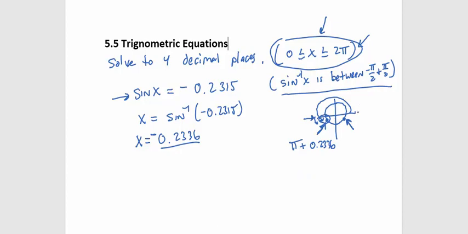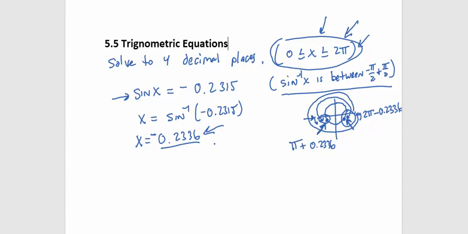Now, to get to the second location here, moving in a positive direction, one way I could think about this is I can go all the way around the circle, all the way around here at 2 pi, and then drop back this little distance here. Well, what's that distance? That's that angle. So I could do 2 pi minus this 0.2336. And that's going to get me to these two answers in a positive context, because my answers are supposed to be between 0 and 2 pi, and this inverse function spit out this negative angle measure.